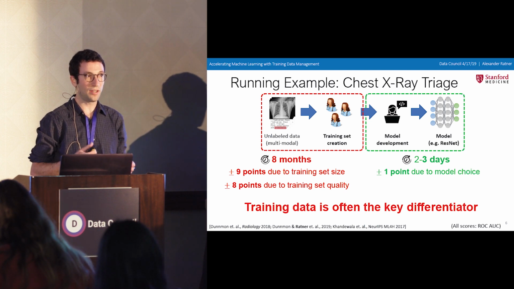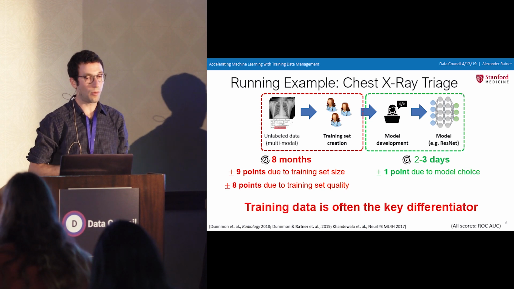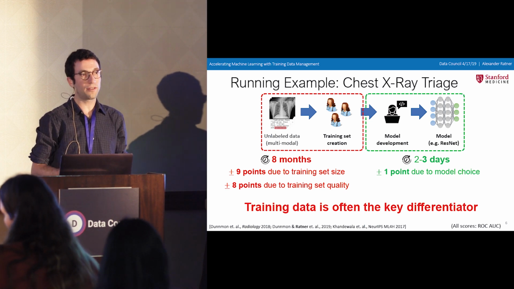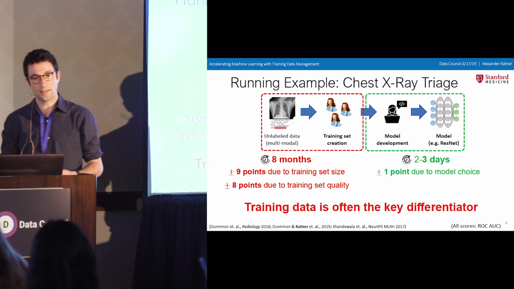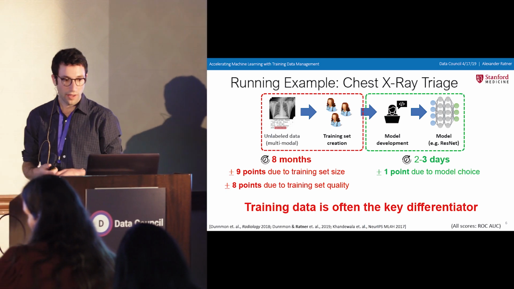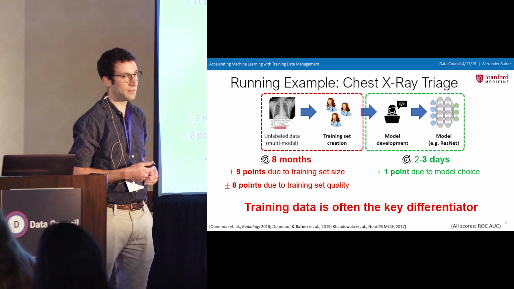Similarly, when we actually stepped in and tried to improve the quality of the training labels, and I'll get into much more depth about what I mean by quality, it was a similar sort of order of magnitude larger effect on the end score. So again, in a large variety of settings, not all, but many ones that we care about, training data is the key bottleneck and the key differentiator of how this end model performs.